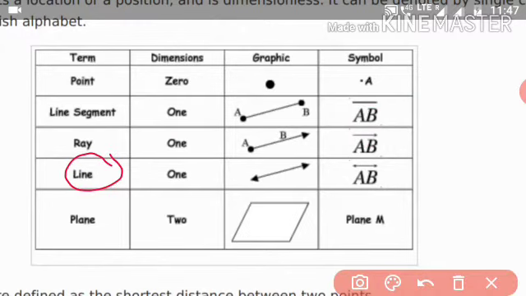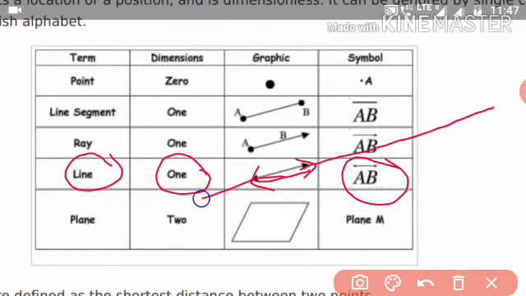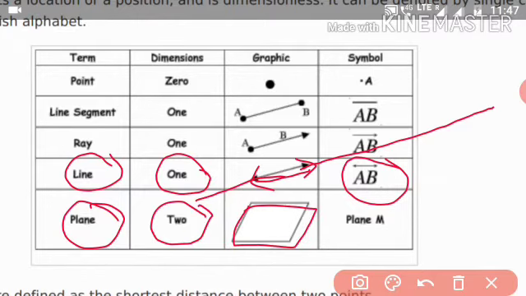Now line. For a line also the dimension will be 1, and this is a line. This is line AB, which means this line can be extended like this and this line can be extended like this. Now plane. Plane means any plane figure. For a plane the dimension will be 2. This is one plane figure, and the symbol is M. You can write plane M. Again you can write A, B, C, D also, or simply you can write plane M.